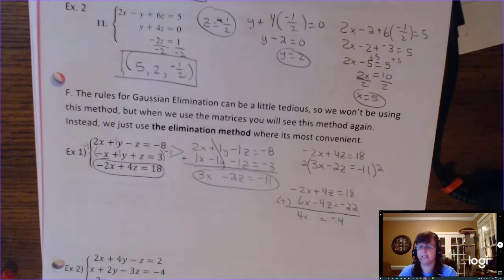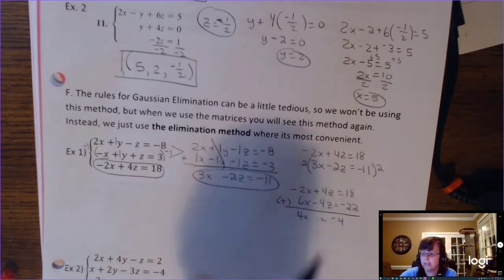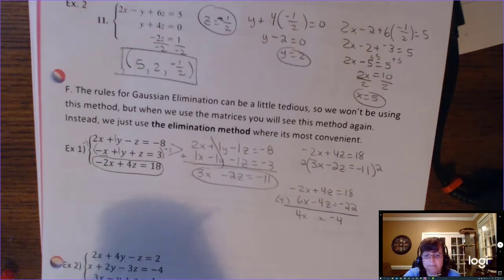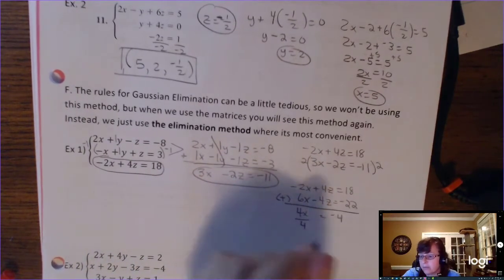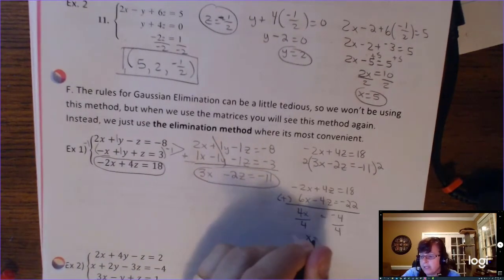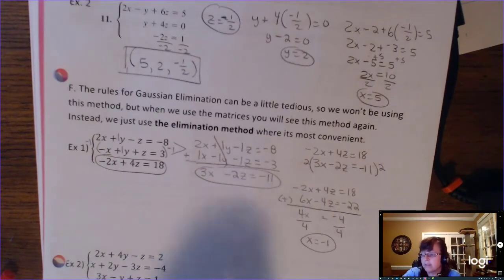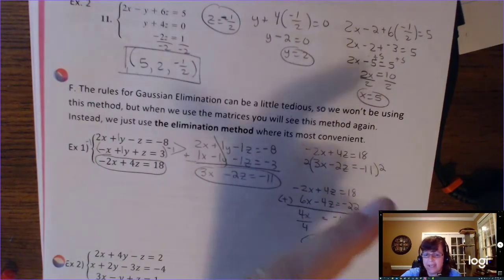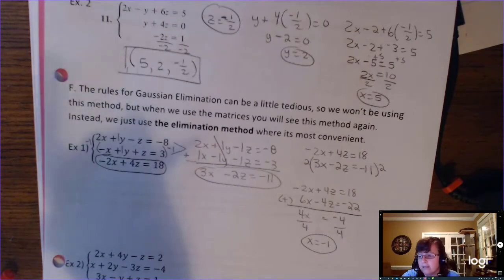So see what I did? Now I have one equation with one unknown. And I can solve for x that way, so divide by 4, and x is -1. So now we're going to go back to find y and z.